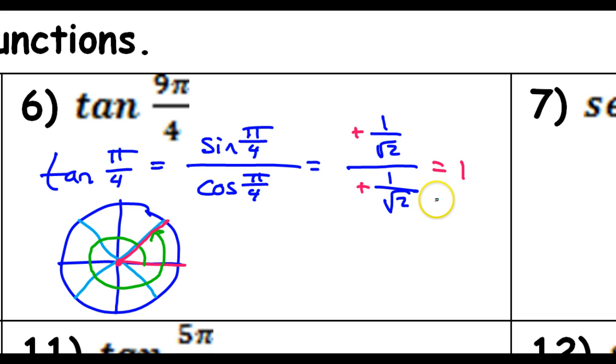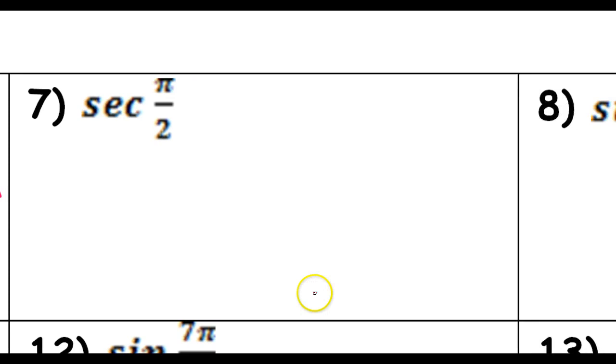And so that's going to be the answer. We don't need to do the reciprocal or anything because we started with tangent and we have tangent. So the answer is positive 1. Okay, looking at number 7.